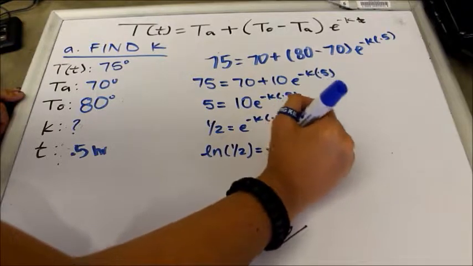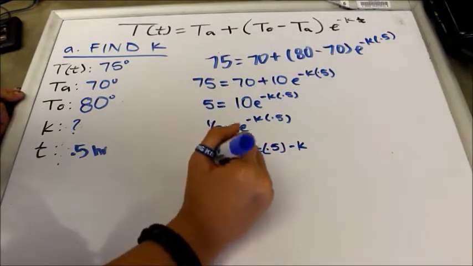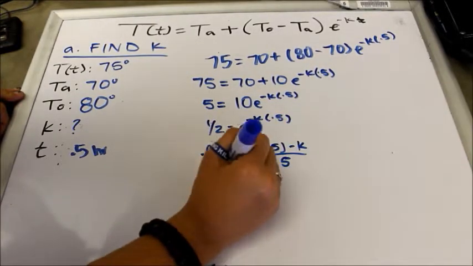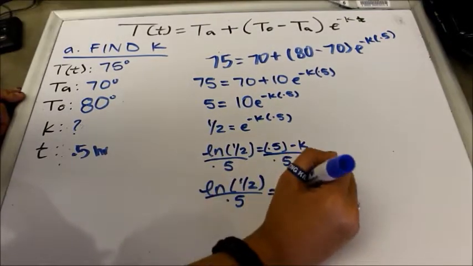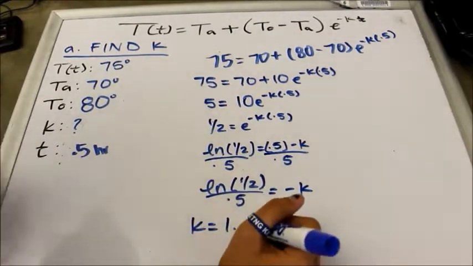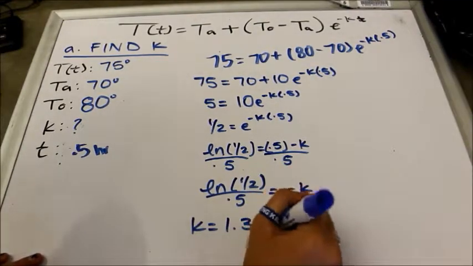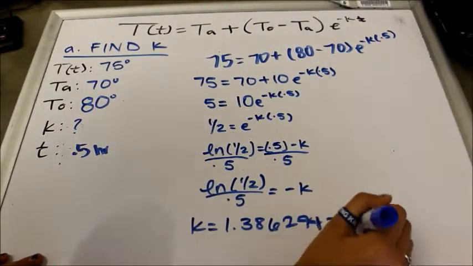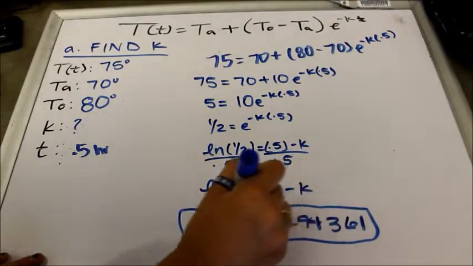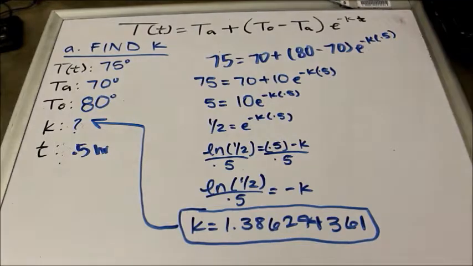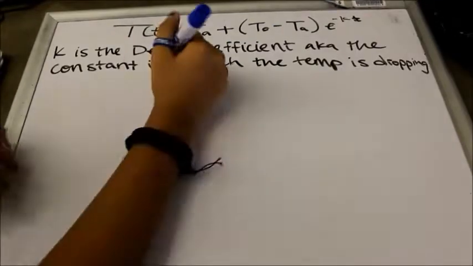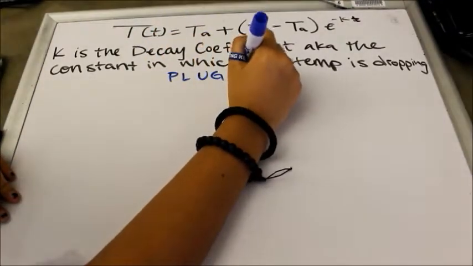By using the calculator to take the natural log of both sides, we are now left with negative k times 0.5. In order to get k completely by itself, you must divide both sides by a negative 0.5, or 1/2. K, who is no longer lost in the sauce, is equal to 1.3862943661. We have now found K, which is the decay coefficient or the constant at which the temperature of Mr. Fies' body is dropping.